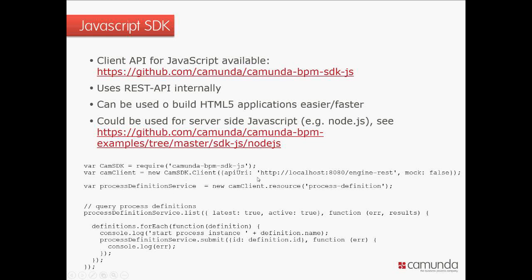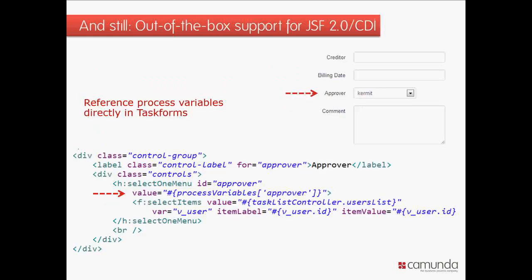So you can say, I want to have a client for this REST API. I want to work on the process definition resource, get me a list of process definitions, and these are the attributes you can set in the filter of the REST resource of the process definition. Sorry. That's pretty straightforward, actually.